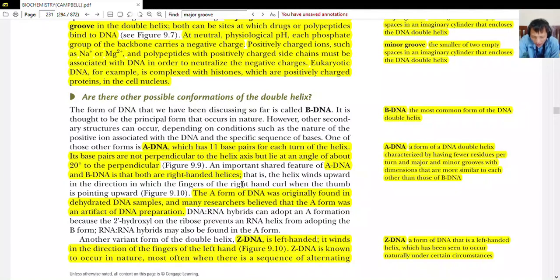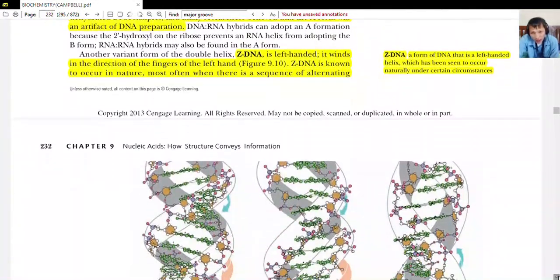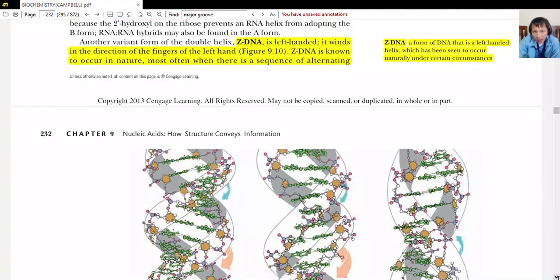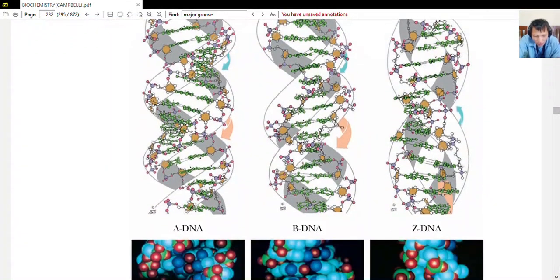And then you also have angles here. You just read: an important shared feature of aDNA and bDNA is that both are right-handed helices. So they both follow your right hand, while cDNA doesn't follow the right hand, but of course there are only two, so it follows the left hand. Even our R and S isomerisms, there are only two. In terms of handedness, it's either right or left. If the molecule follows your right hand rotation, we call them R, and so on and so forth. So this is B, A, and C. And this is your Z.